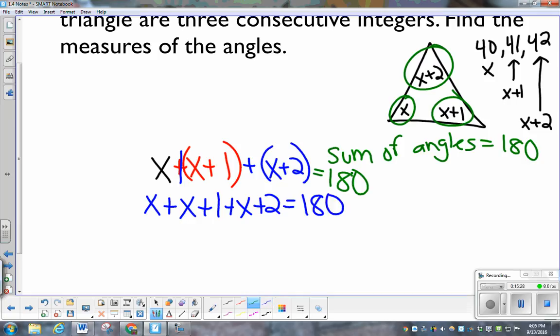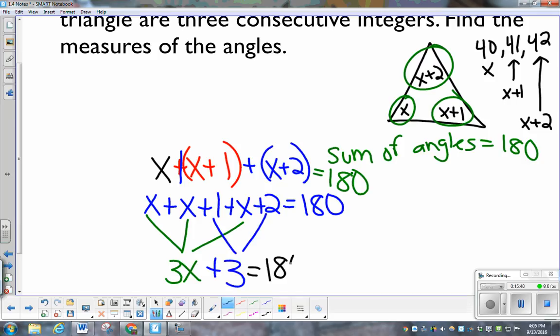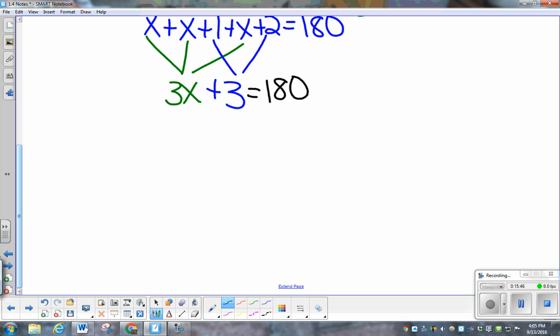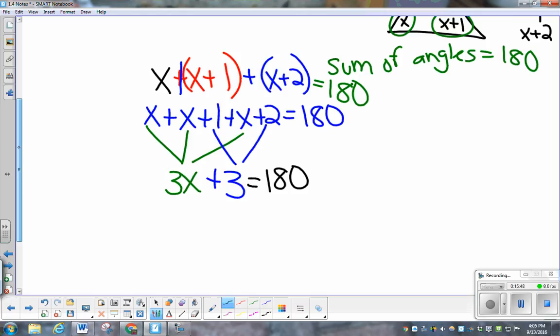Well, now let's just start solving algebraically here. I've got an x plus another x. That's 3 x's. 1 and 2 combined to equal 3, and it equals 180. Now we're just down to a two-step algebraic equation that we need to solve. So here's our x. He wants to be all alone. We need to undo the addition or subtraction first. So we need to subtract 3 from each side first.